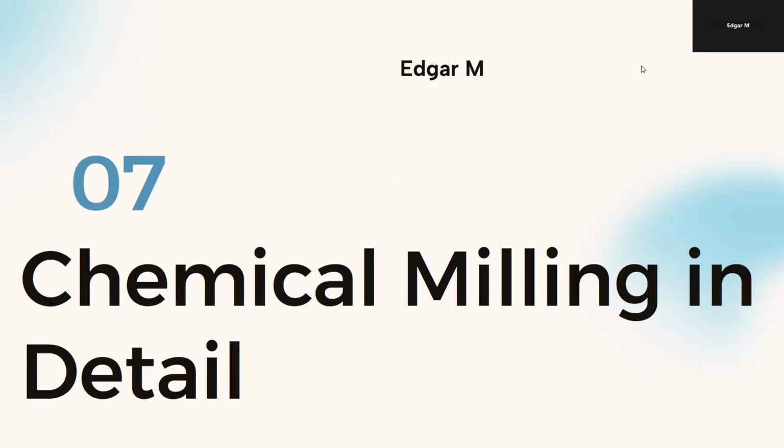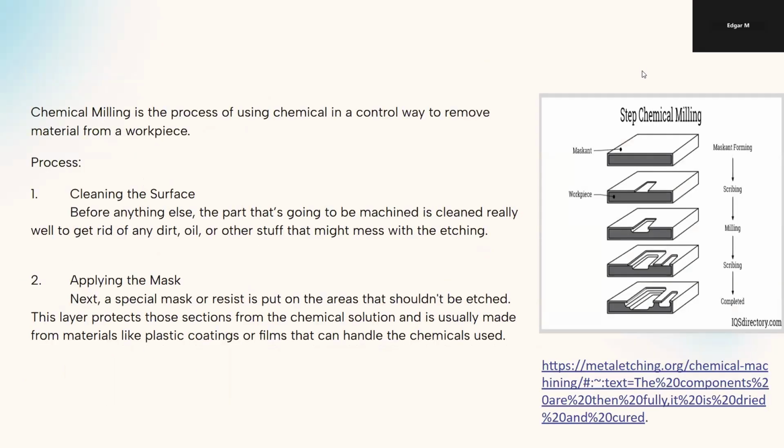Chemical milling in detail. Chemical milling is the process of using chemicals in a controlled way to remove material from a workpiece. Process: clean the surface before anything else. The part that's going to be machined is cleaned really well to get rid of any dirt, oil, or anything that might mess up the etching.